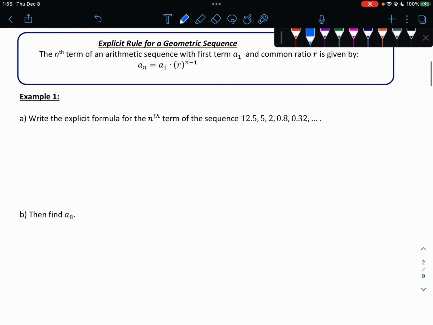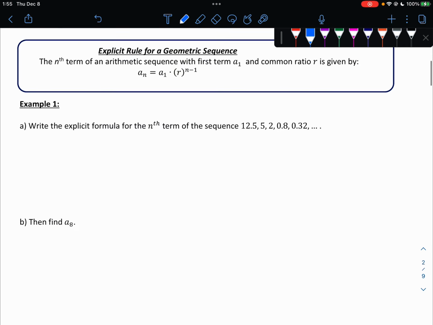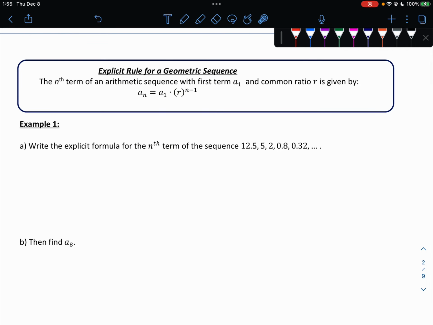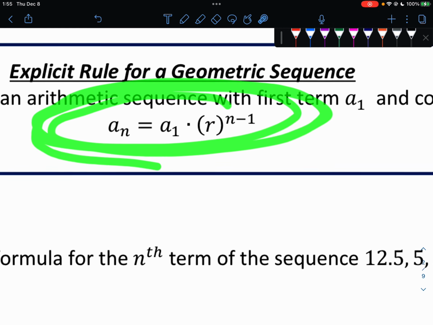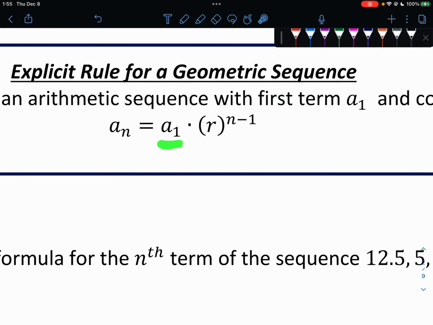All right, so we've been talking about writing explicit rules. Here is an easy way to write an explicit rule once you know a sequence is geometric. The general explicit term here is a sub n equals the first term times the common ratio raised to the n minus 1.